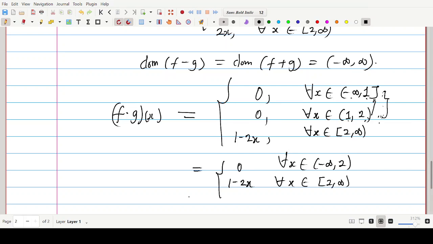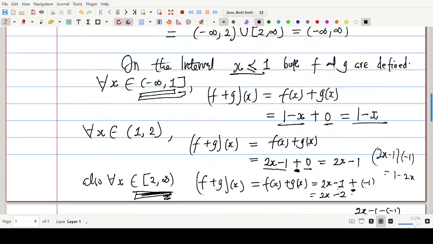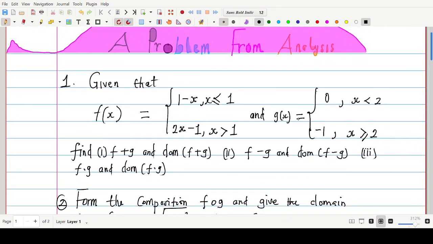So we are done with finding the functions f plus g, f minus g, and f g. One thing you should know is that these functions have the same domain. It is only slightly different when it comes to division and composition, which we shall consider shortly. So we're done with this particular problem. Let's go over to the next part of the problem.